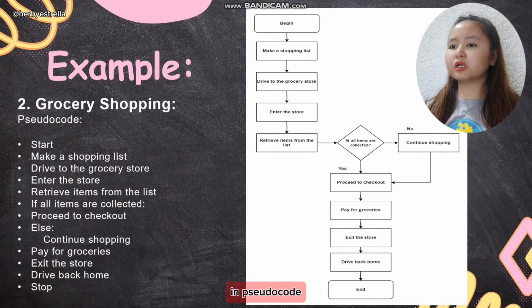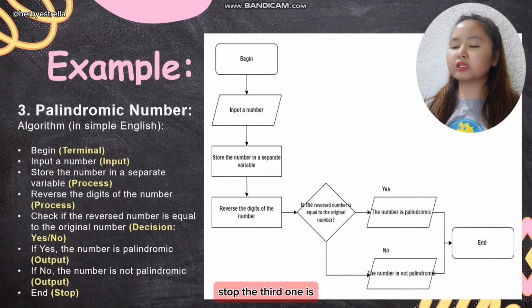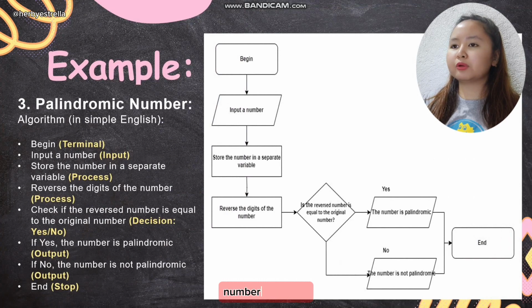In pseudocode: start, make a shopping list, drive to the grocery store, enter the store, retrieve items from the list. If all items are collected, proceed to checkout, else continue shopping, pay for groceries, exit the store, drive back home, stop.